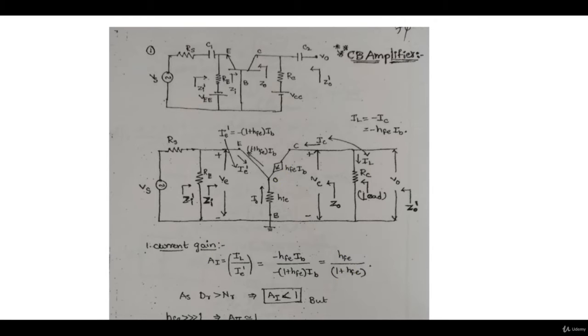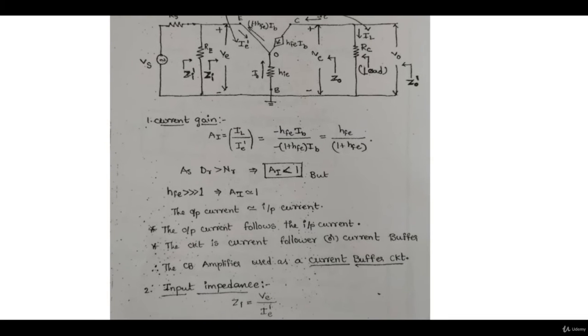Now if you look closely, the denominator is greater than the numerator, so current gain will be less than 1. But usually hfe is very much greater than 1, so the current gain comes almost equal to 1. This is one of the properties of the common base amplifier, a very important property. So output current follows the input current. The circuit is called a current follower or a current buffer as well. These are the different names, just because it provides a current gain approximately equal to 1.